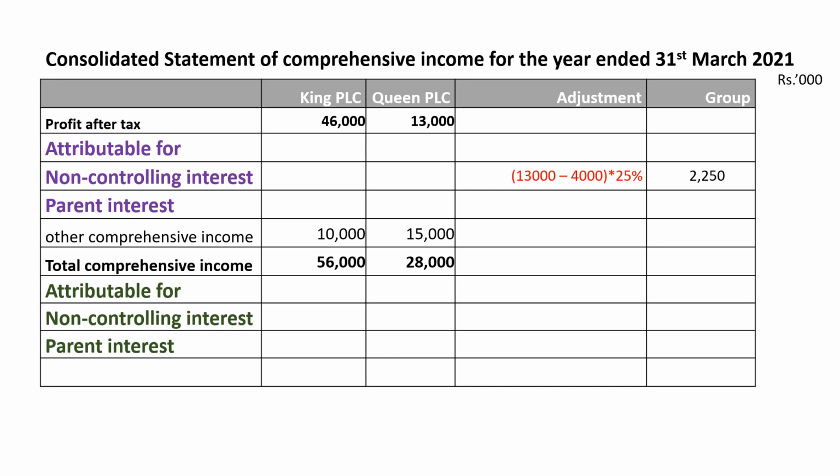After that, we are going to see how much of the profit from the comprehensive income is attributable to the non-controlling interest. Therefore, we are going to take the total comprehensive income of Queen, which is 28,000. From that, we deduct the unrealized profit of 4,000. Out of that, we take 25% which belongs to the non-controlling interest. Therefore, the balance is 6,000.